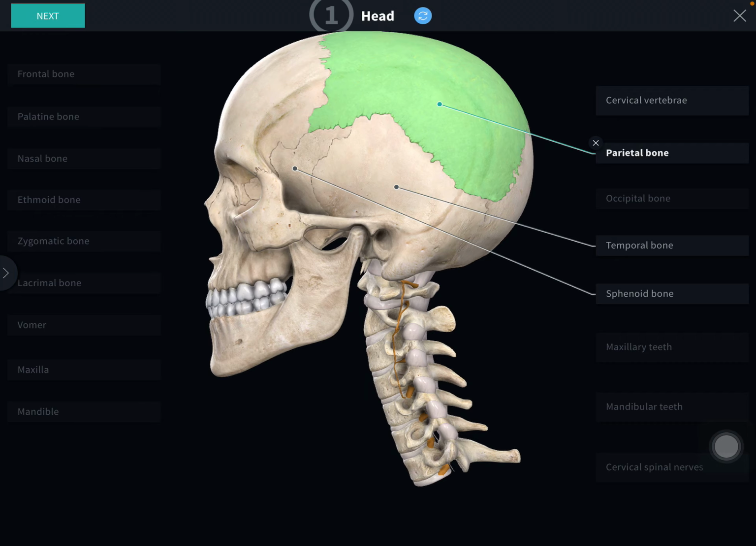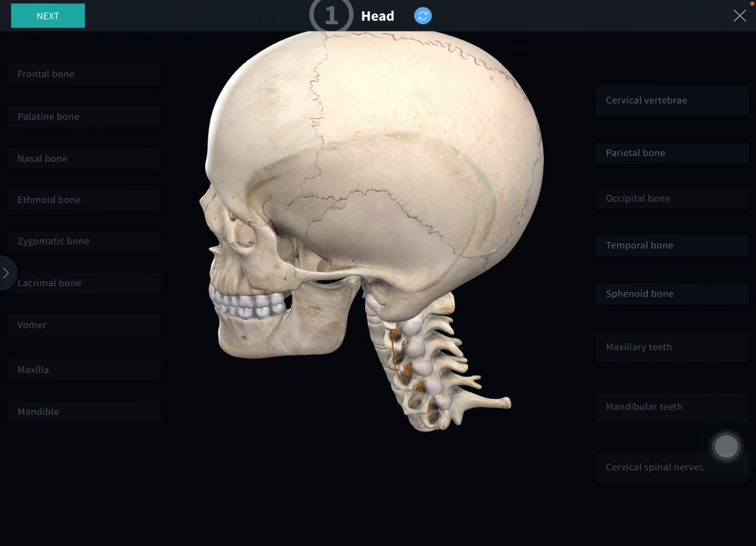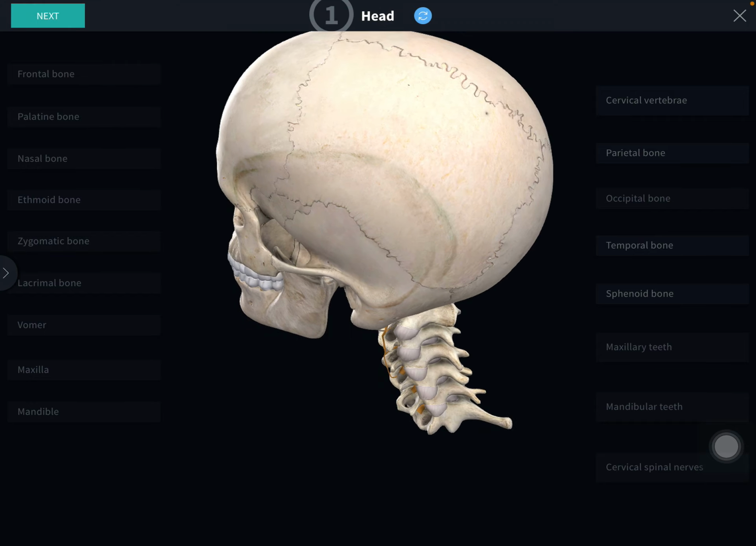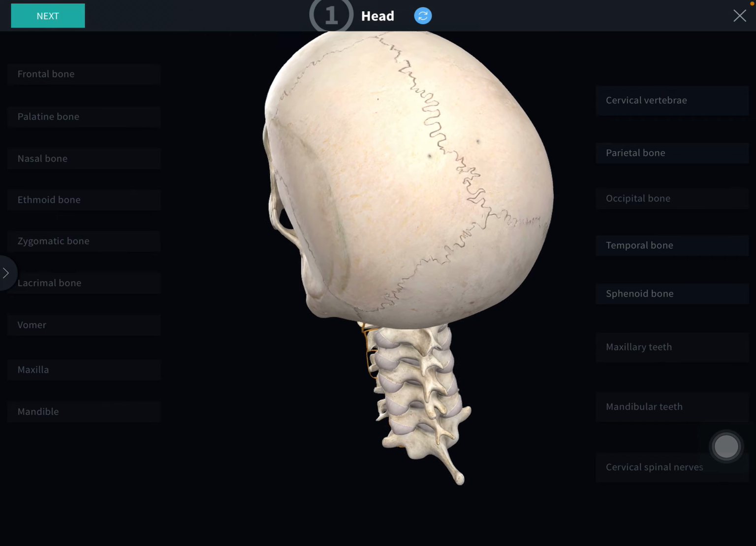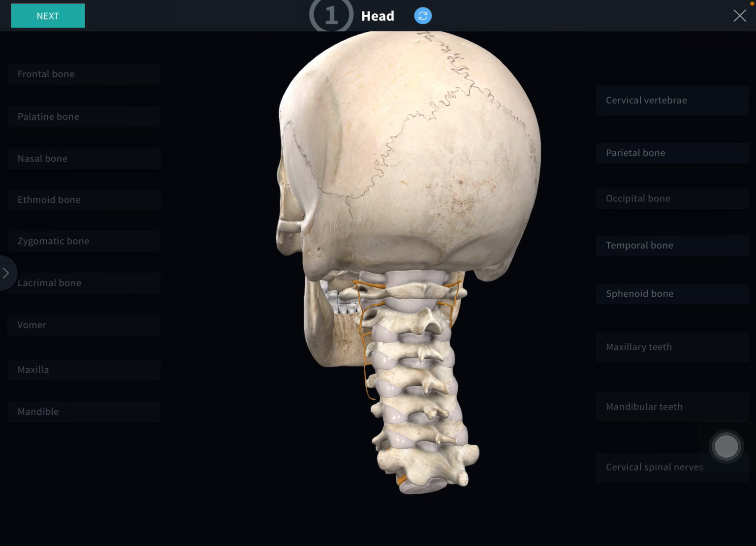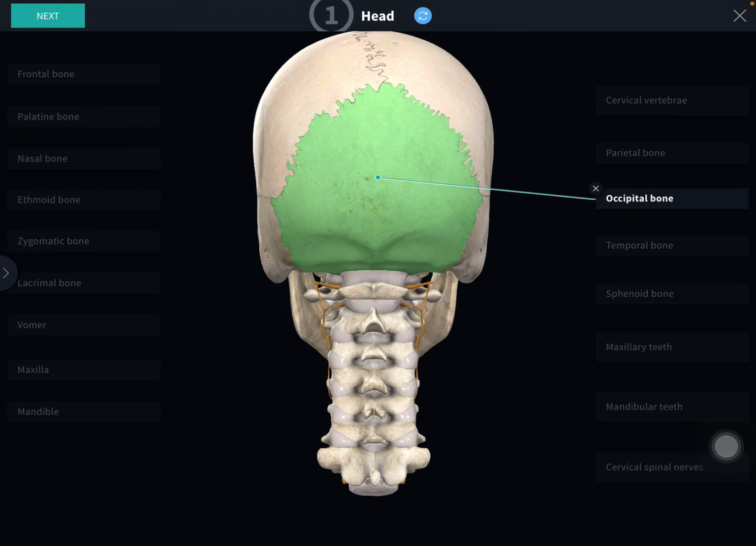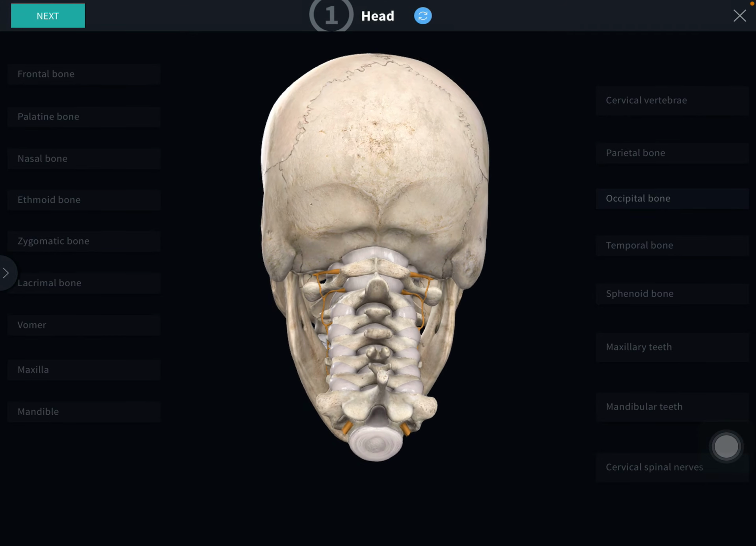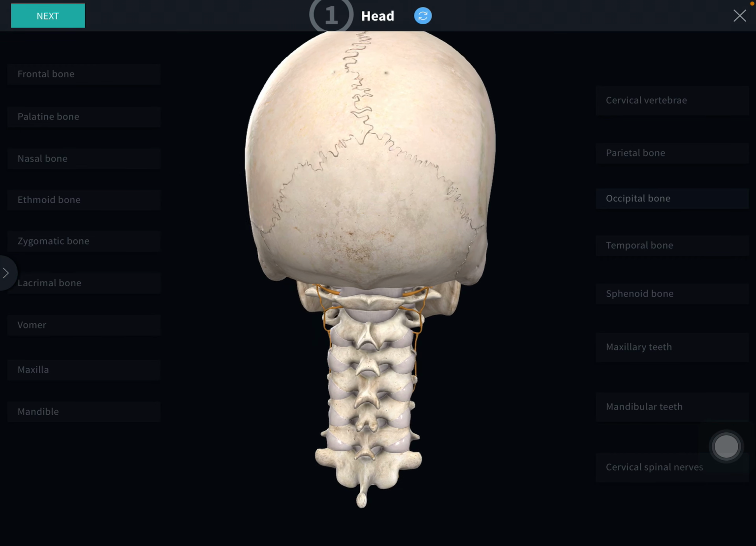These are the parietal bones, flat bones which articulate in front with the frontal bone at the coronal suture, articulate with each other at the sagittal suture, and articulate with the occipital bone at the lambdoid suture. These are the occipital bones, which have the following parts: the squamous part, the basilar part, and also the condylar part. The occipital bone articulates with both parietal bones at the lambdoid suture.